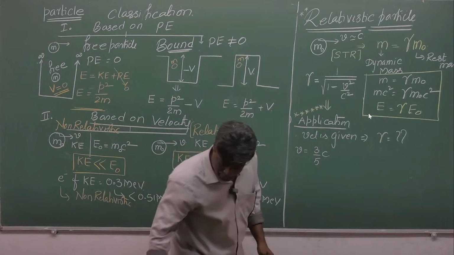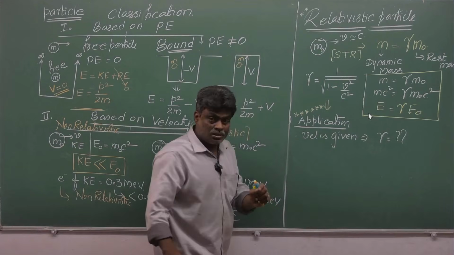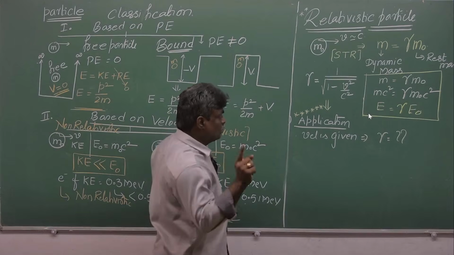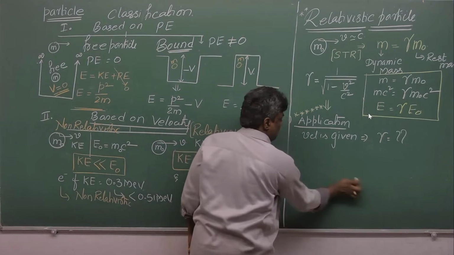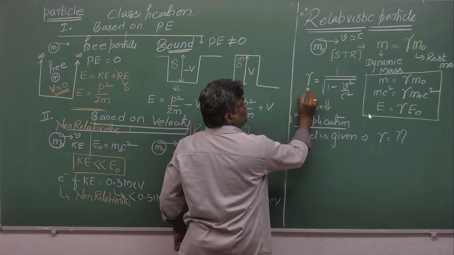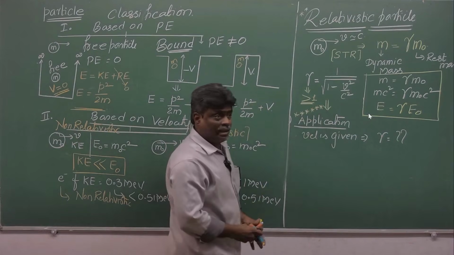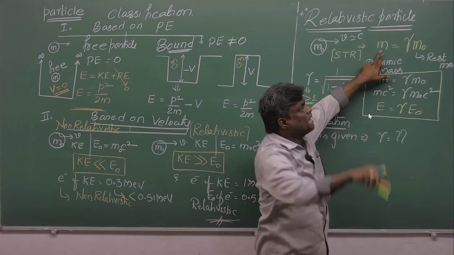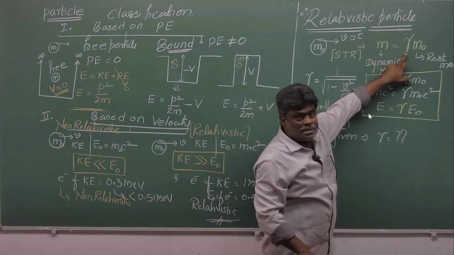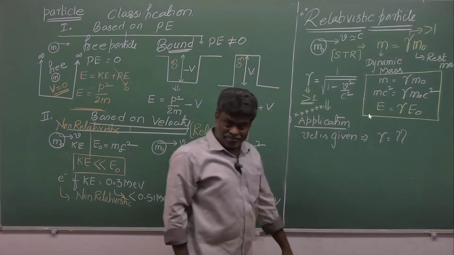I will tell a small technique. Please remember, within seconds you will get the answer. Don't forget, please listen. Gamma value is always greater than 1. Why? Just now I said, mass increased or decreased? Increased means gamma must be greater than 1.